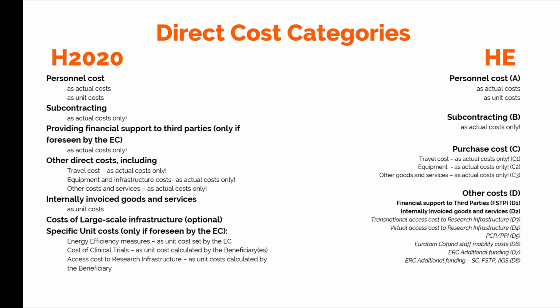Now, here comes the trick. Whatever we used to call other direct costs, which in Horizon 2020 included typically, but not exclusively, the travel, the equipment, and the rest, the other goods and services, is now called in Horizon Europe purchase cost. But the subcategories within purchase cost, as you can see, are exactly the same as the subcategories within other direct cost in Horizon 2020. So they simply renamed the other direct cost to purchase cost.